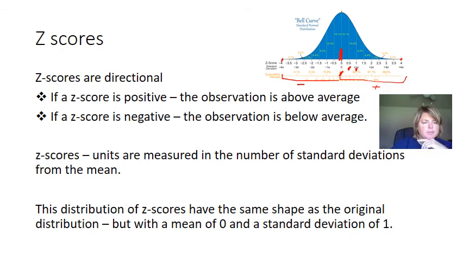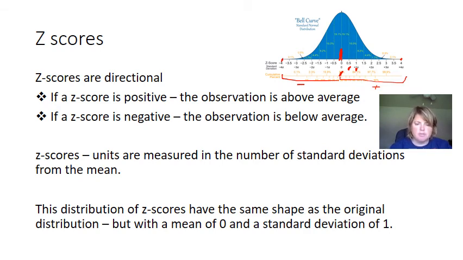All right, so if a z-score is positive, the observation is above average. If a z-score is negative, the observation is below average. Z-scores are units that are measured in the number of standard deviations from the mean. So even if your data has centimeters or something like that, z-scores don't have centimeters, because what they stand for is just the number of standard deviations from the mean. So there basically are no separate units. The units themselves are the number of standard deviations.